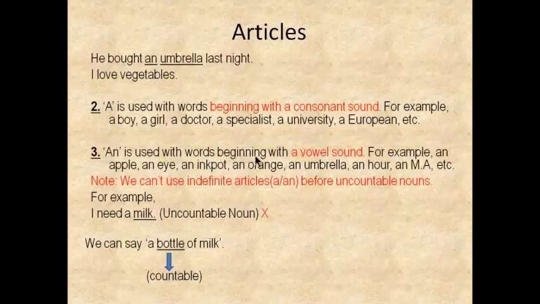An is used with words beginning with a vowel sound. For example, an apple, an eye, an inkpot, and you can read these examples yourselves. We cannot put a here in the beginning of apple, otherwise there will be a repetition of sound like a apple, which is incorrect. And if you read it, that will be a litmus test for you guys. Just to read, put a or an. If there is a repetition of a sound, it means it is incorrect.